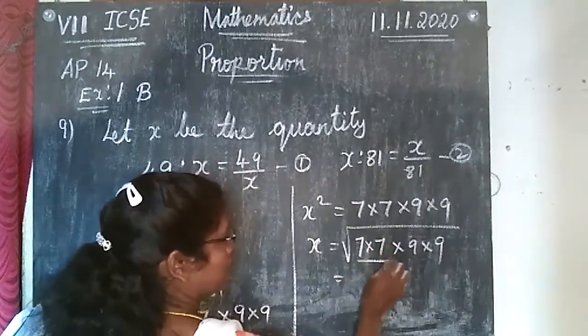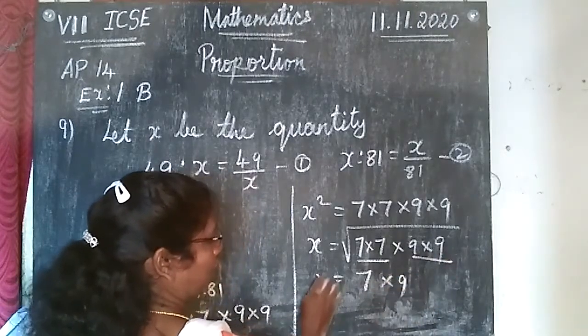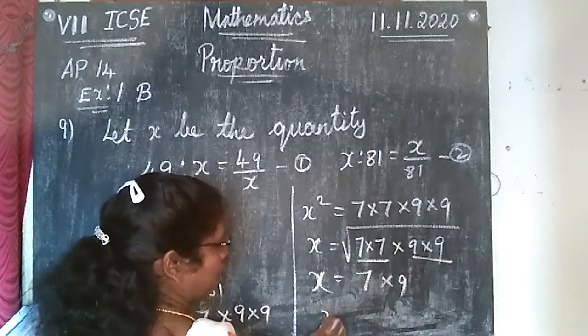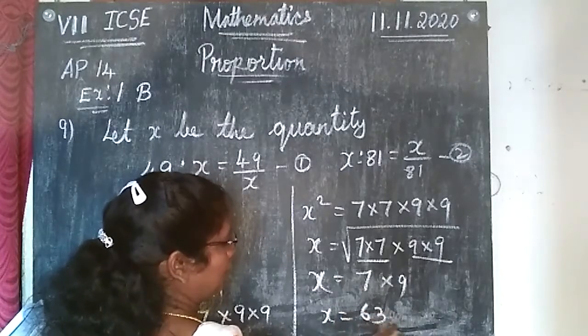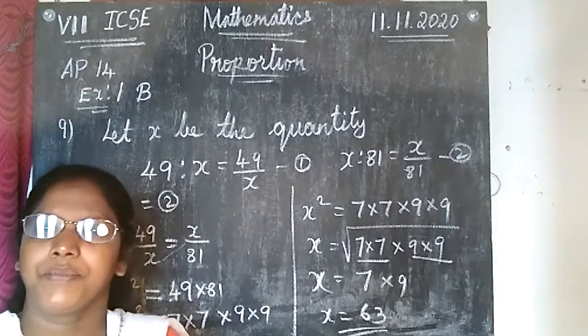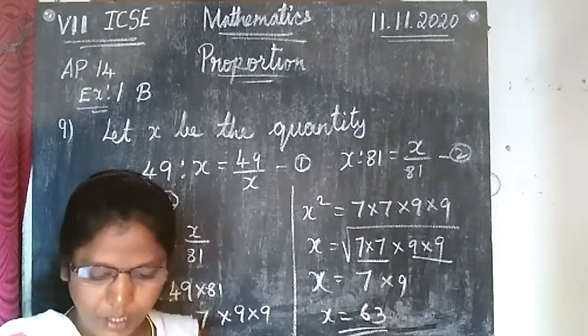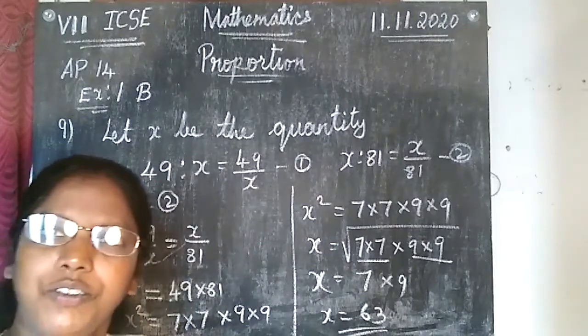So for these two 7s I am taking one 7 out. For these two 9s I am taking one 9 out. So 7 9s are 63. So now the quantity is 63. 63 is the quantity. Okay, understood well?